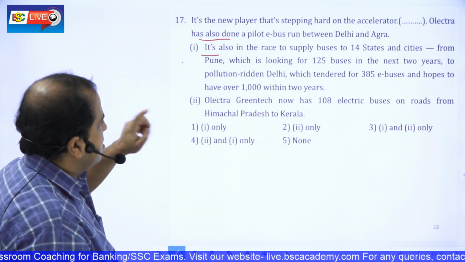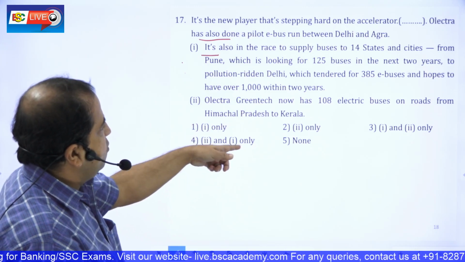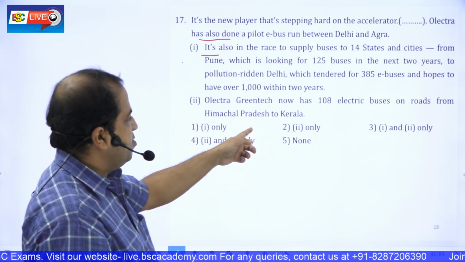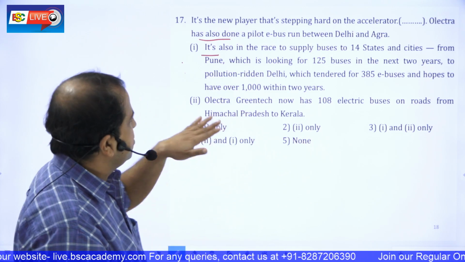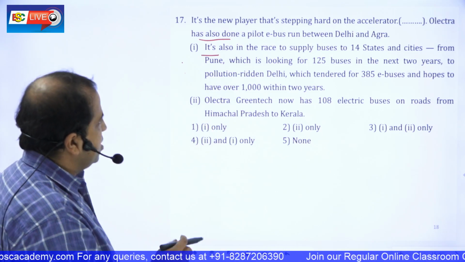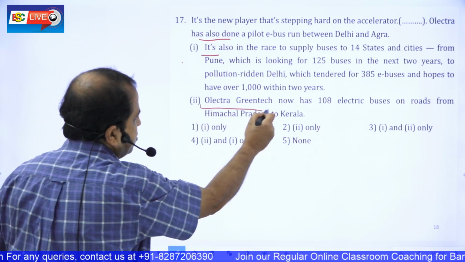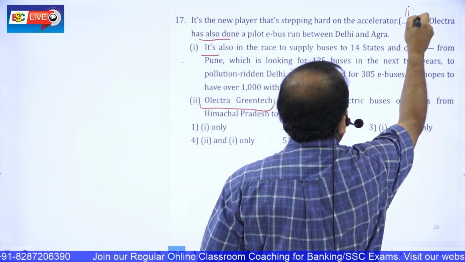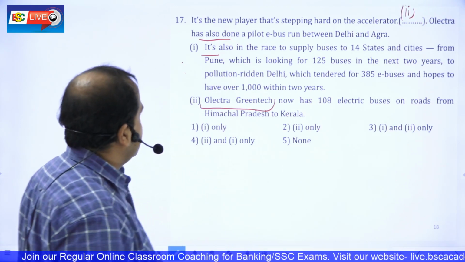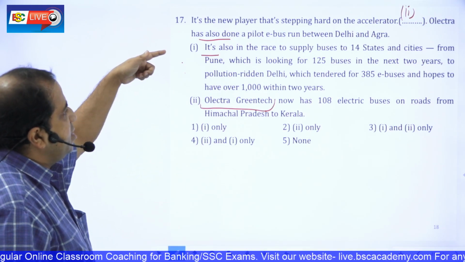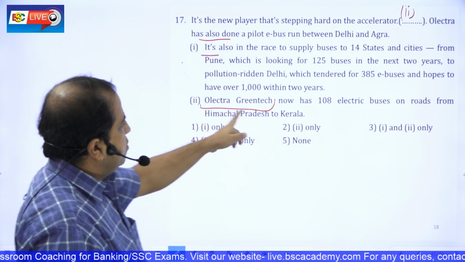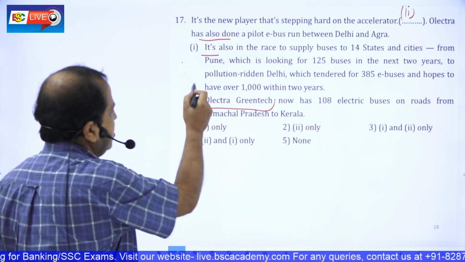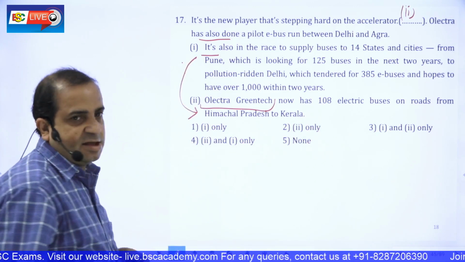So second को देखें. Olectra Greentech now has 108 electric buses on roads from Himachal Pradesh to Kerala. तो ये जो stepping hard on the accelerator है, किसके बारे में है? Olectra Greentech. तो सबसे पहले तो हमें 2 को लेना पड़ेगा. ये तो आएगा ही. अब उसके बाद देखें क्या 1 को भी रख सकते हैं 2 के बाद. It's also in the race. Olectra Greentech, ये it फिर Olectra Greentech को रेफर कर सकता है.